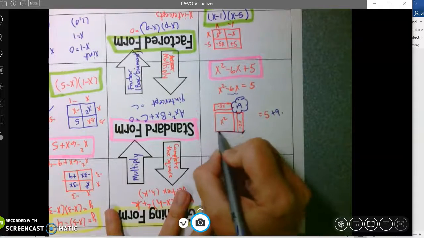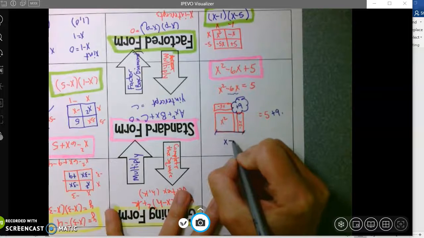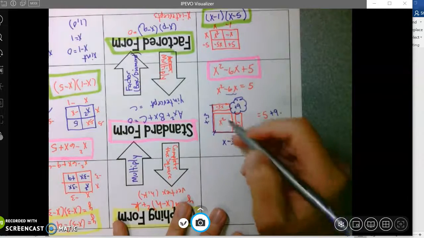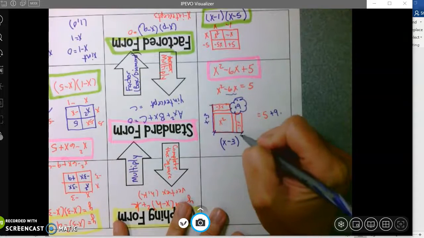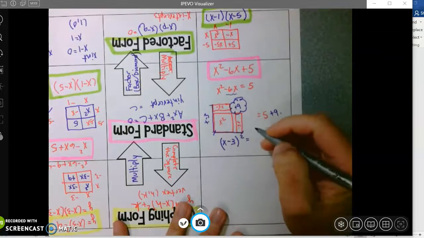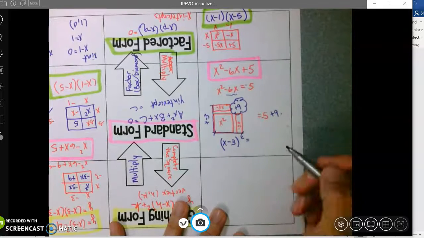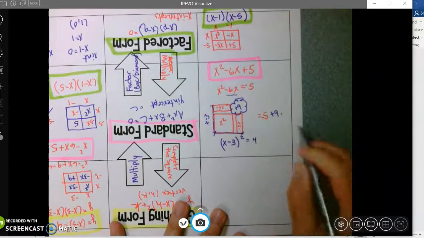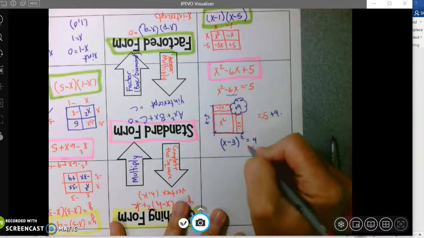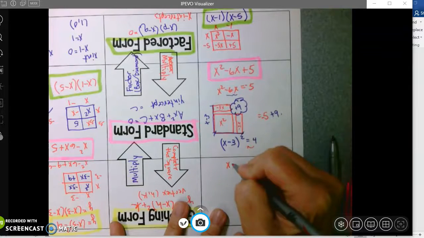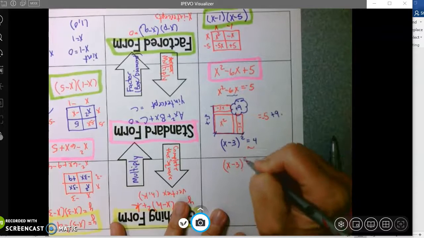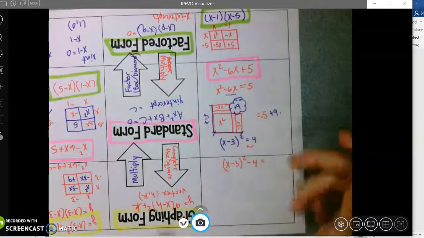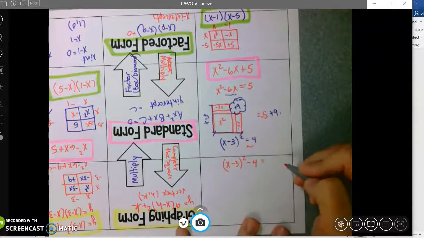So this distance here is x minus 3. So our area here is going to be (x minus 3) squared is equal to 4. Right? And then I could take that term and move it back over to the other side of the equation, and I would come up with (x minus 3) squared minus 4. And there we have it. We've got it back into graphing form.